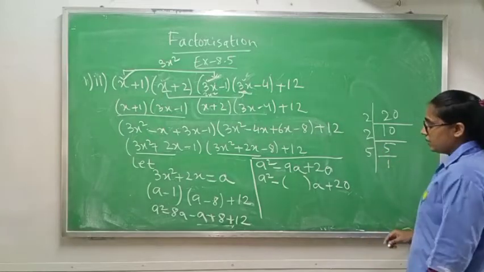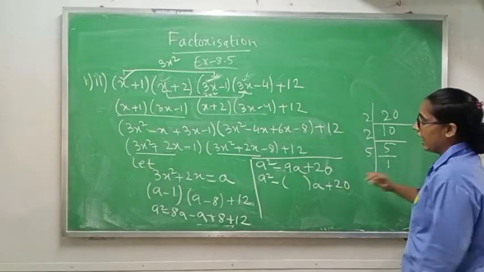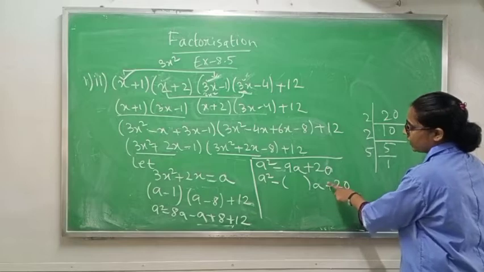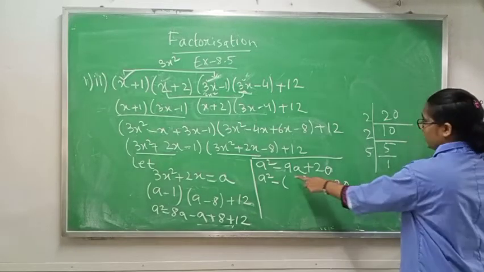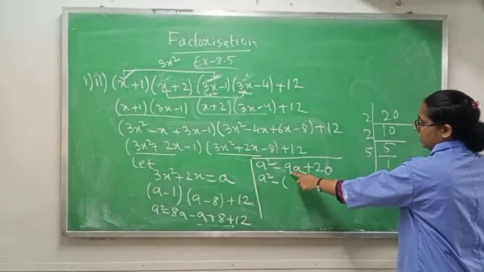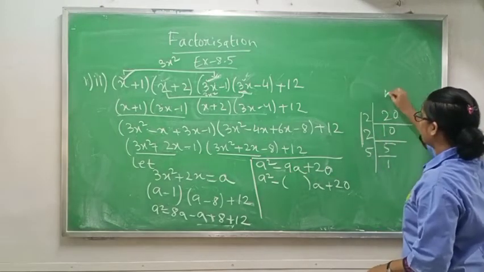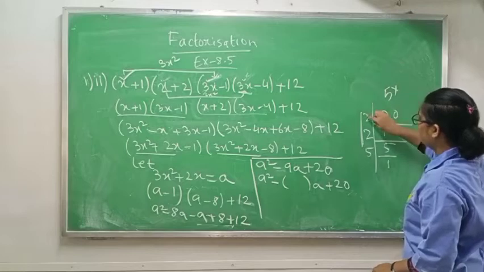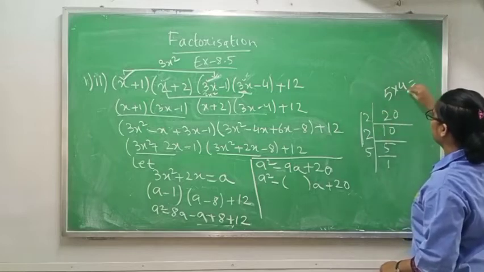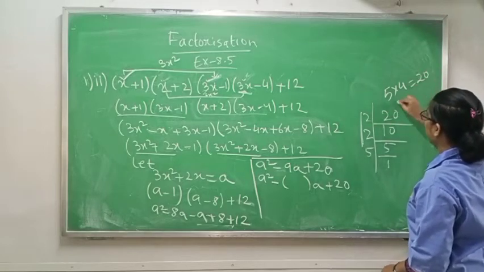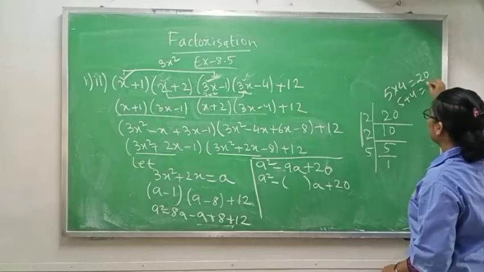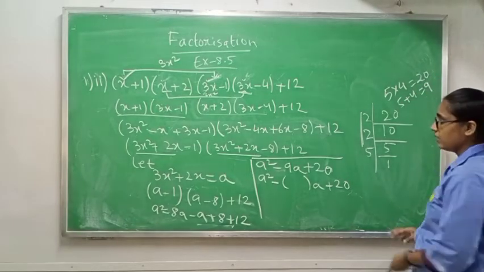Means after multiplication you will get 20, and after addition it must be 9. Okay, so 5. I will make a pair of this 5. 2 2s are 4. So 5 into 4 is 20, and 5 plus 4 will give you 9. Understood how I have done?